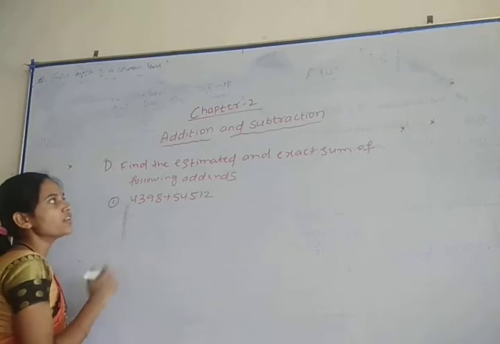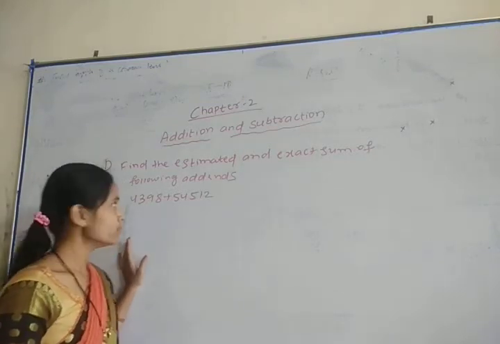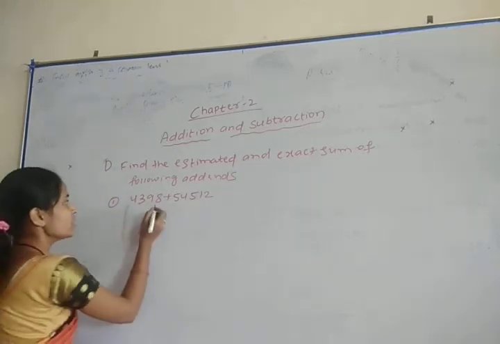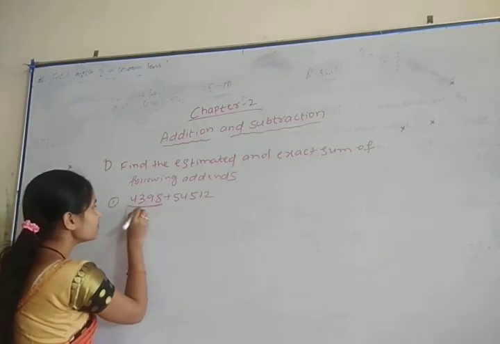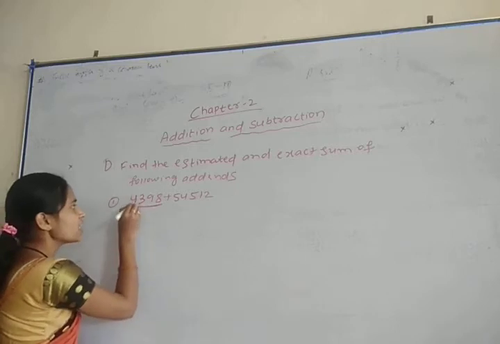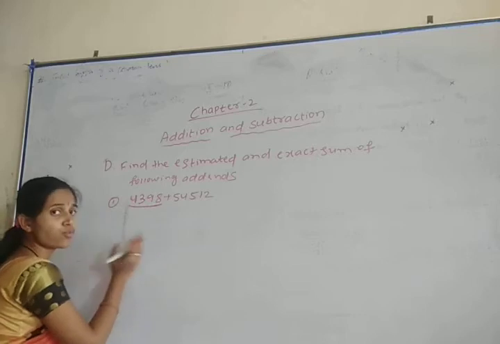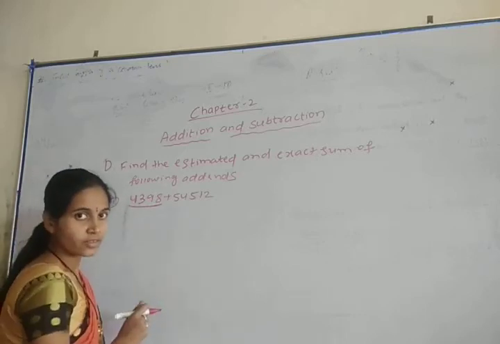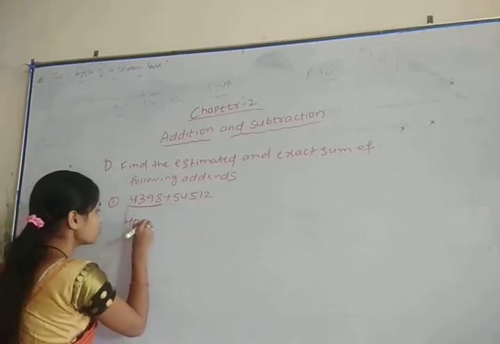So how will you find the estimated sum? You will find the estimated sum by using the rounding method. Now here, to find the estimated sum, I will round these numbers to the nearest thousand. Here 4398 is there. Is 4398 nearer to 4000 or to 5000? It is nearer to 4000. I will write here 4000.